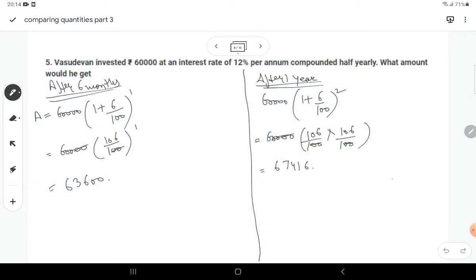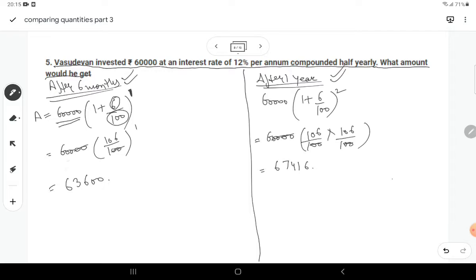Moving on to the next question, it says Vasudevan invested rupees 60,000 at an interest rate of 12% per annum compounded half yearly. What amount would he get after 6 months and after 1 year? Now putting the values, we get 60,000 into (1 + 6/100) raised to power 1, as it is compounded half yearly.